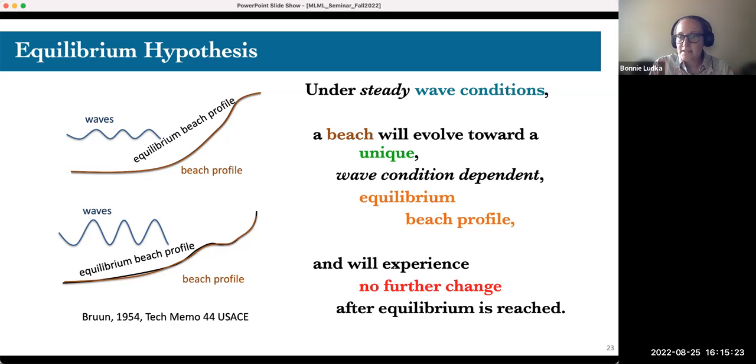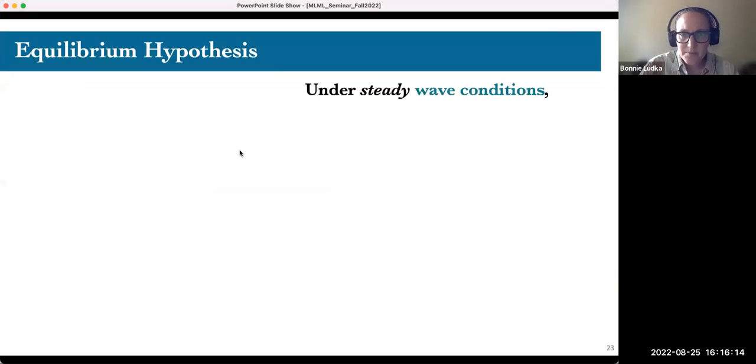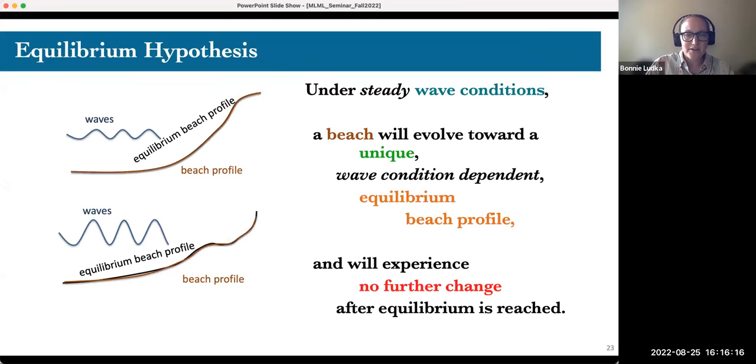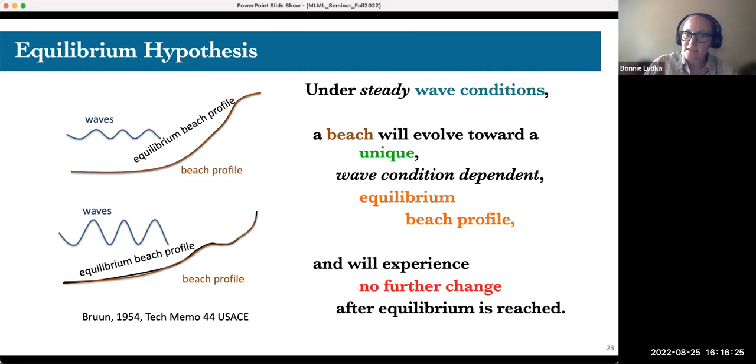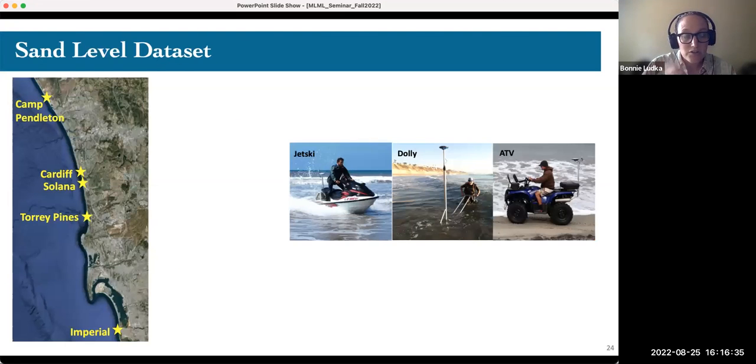This idea has been around for quite a while. The canonical reference is Per Bruun, 1954, but Bruun recognized that other people had come up with the equilibrium hypothesis even before he did. But what we're doing that is unique is that we are the first to set out to test this with observations of the beach profile.